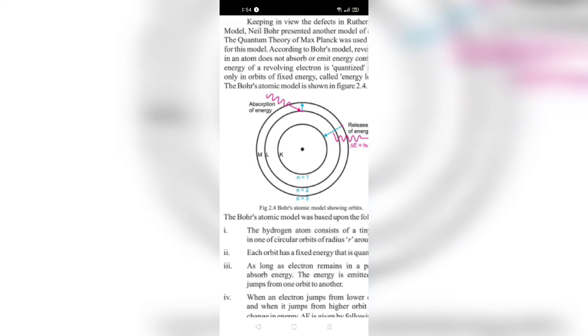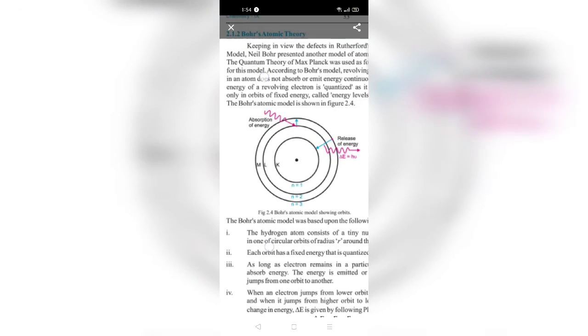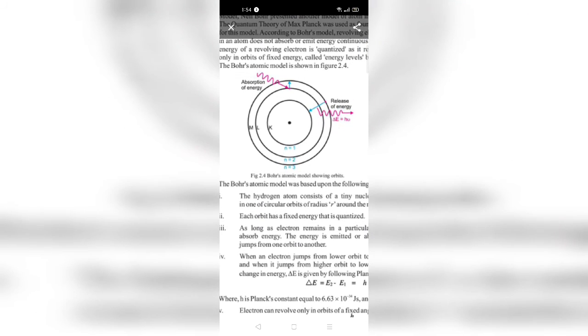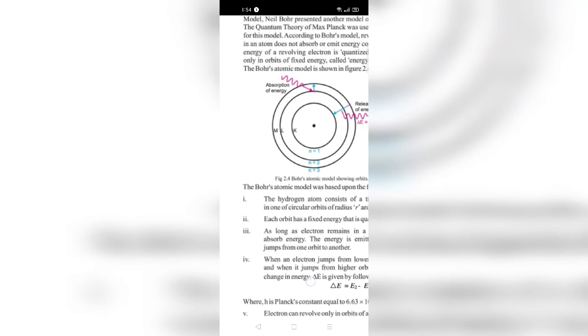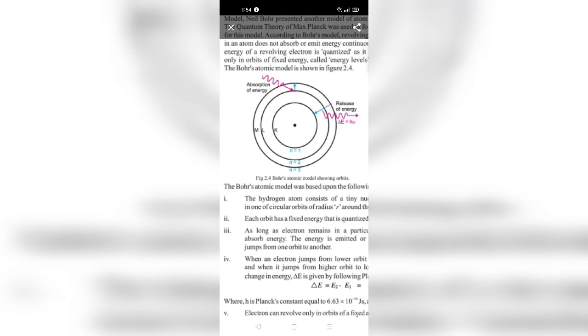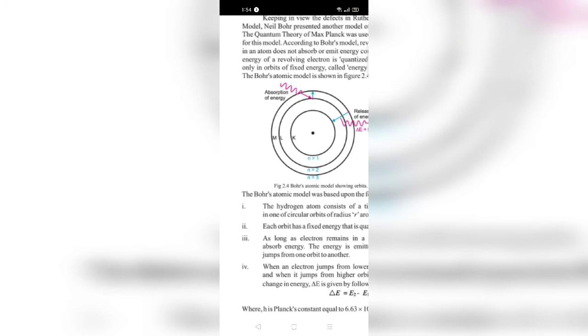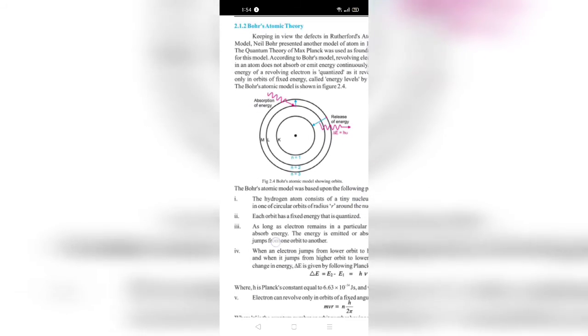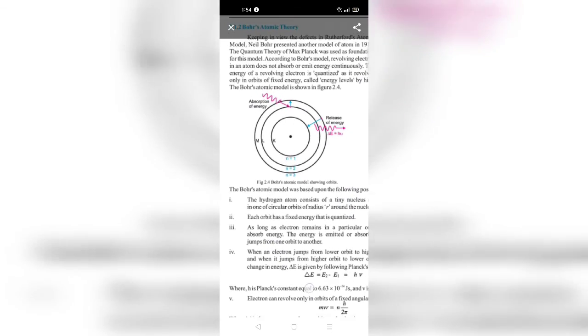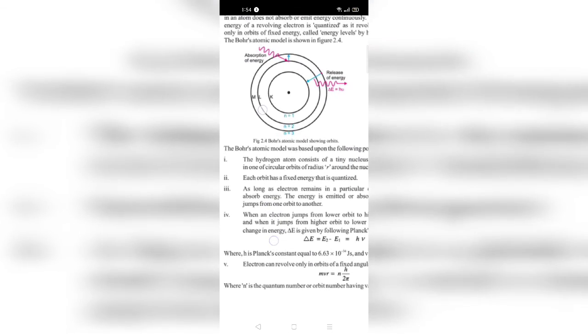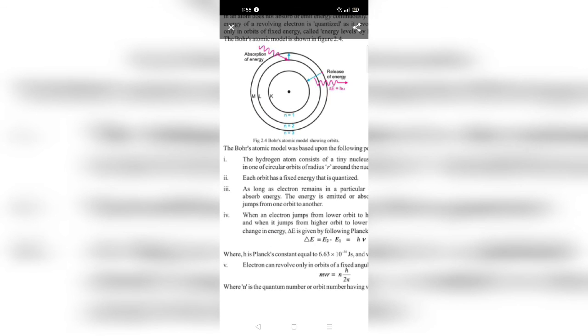And the second defect of Rutherford was about the emission of radiations. He said that electrons continuously emit radiation when they move around the nucleus, but Bohr explained it by giving these postulates. First of all, he experimented on the hydrogen atom because it's a tiny element and it has only one electron and proton and can be easily studied.